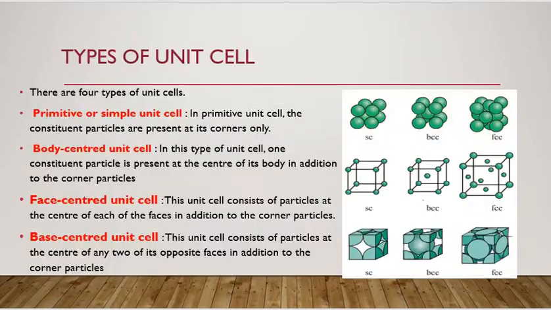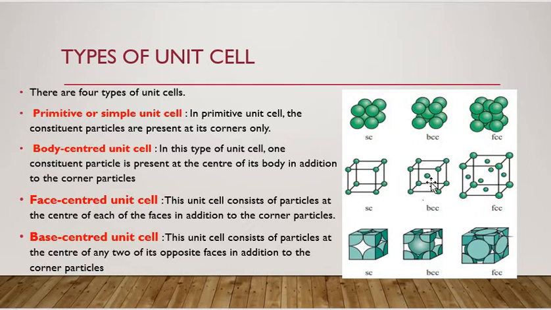Now, types of unit cell. There are four types of unit cell. Unit cell number one is the simple unit cell or primitive unit cell. In a primitive unit cell, the constituent particles are present at the corners of the cube. Like you see in this unit cell, it is cubical. There are 8 corners, and on 8 corners there are 8 particles. If the particles are present only at the corners of the unit cell, then such unit cells are called simple unit cell or SC or primitive cell.